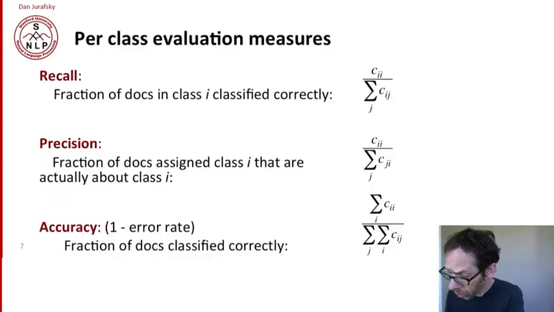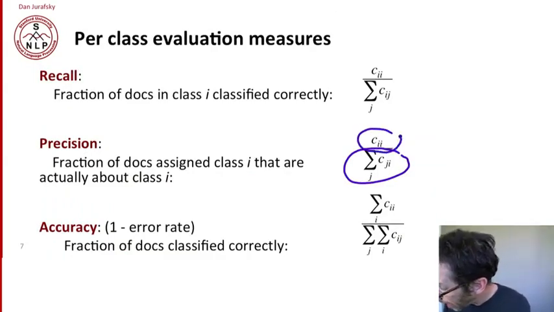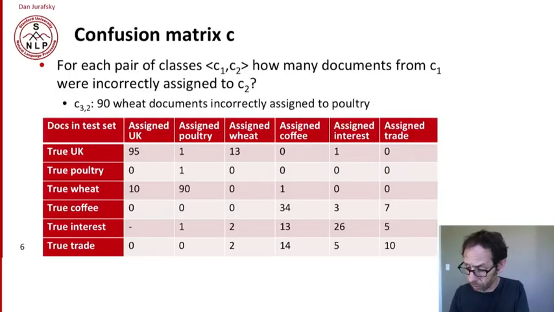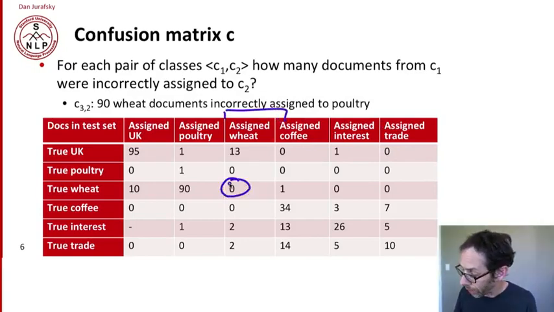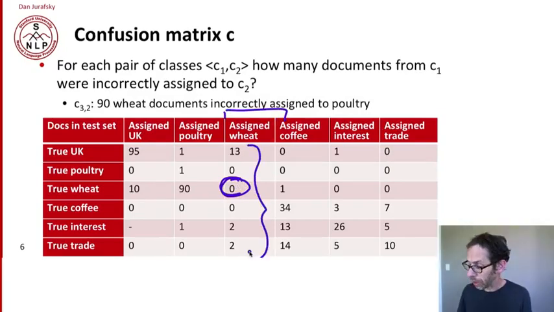For precision, we're going to ask, of the documents that we returned, so that's an entire column, of that column, how many are the documents that we were correct about? Of the documents that we said were about wheat, how many of them were truly about wheat? So the documents about wheat divided by the sum of all the documents that we said were about wheat.